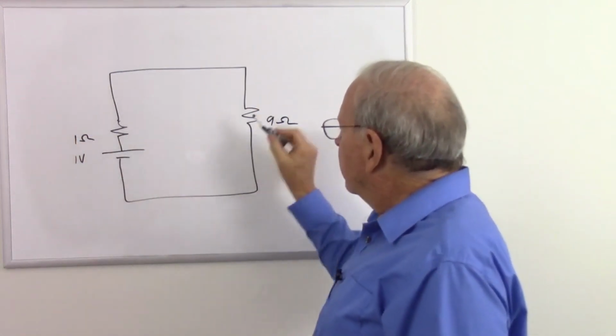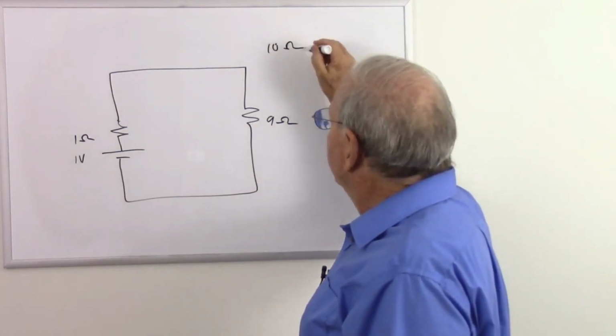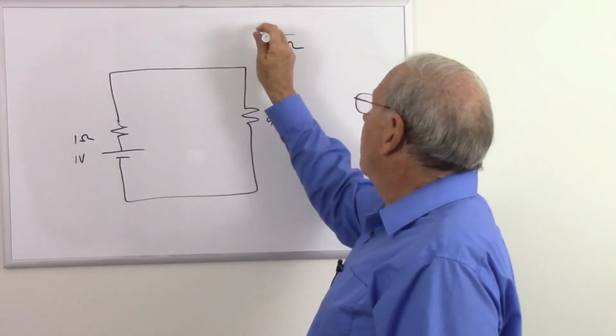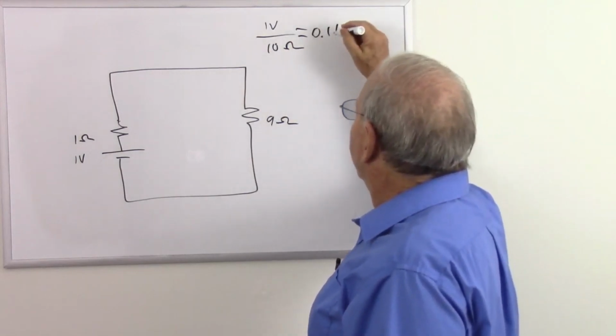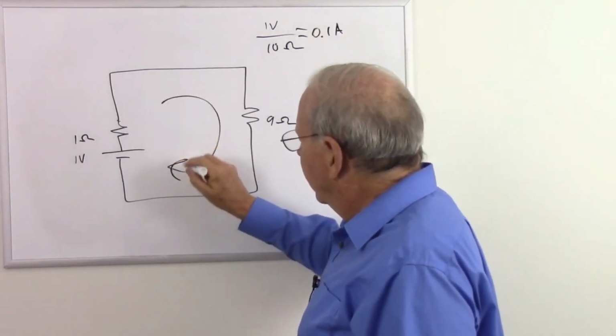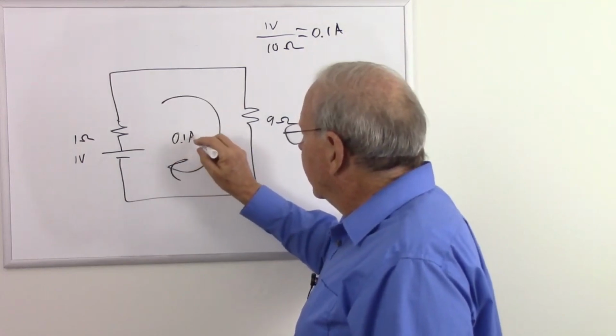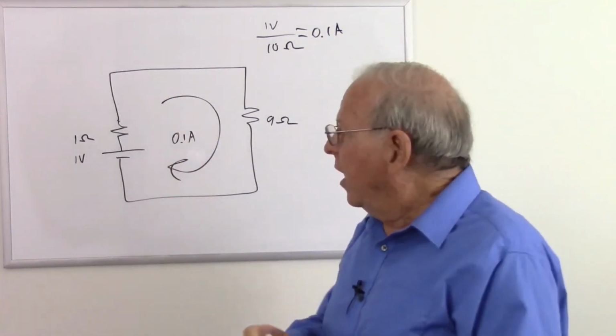So what do we get? We have a total of 10 ohms and a total of 1 volt, giving us a total current of 0.1 amps in that one little section of wire.